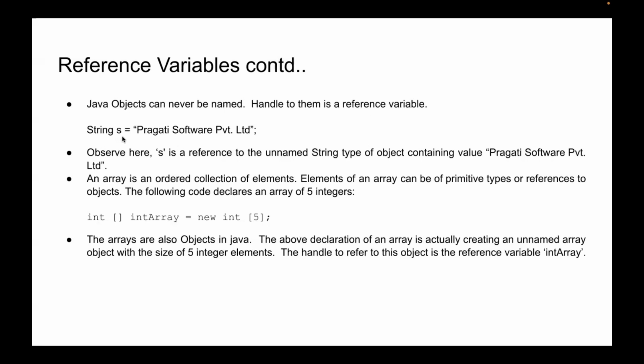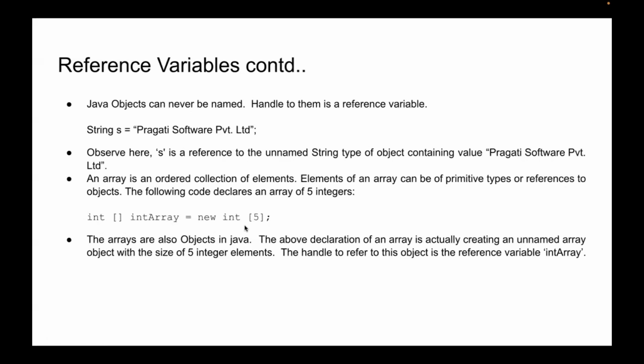Similarly, String s equal to something like this. So here, what is s? S is basically the reference to this value. Got it? So what is basically an array? An array is an ordered collection of elements. What is an ordered collection? Ordered collection means it uses indexes, and indexes vary in increasing order. Elements of an array can be of primitive type or references to objects.